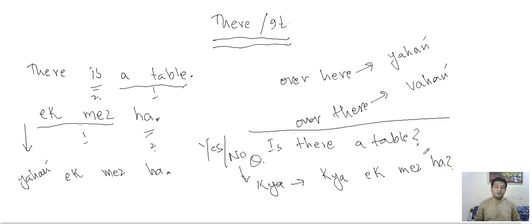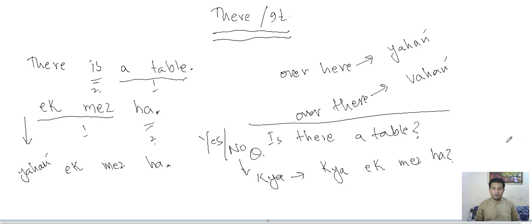If you want to ask, is there a table over here? You can say क्या यहाँ एक मेज है. Is there a table over here? Similarly you can use over there वहाँ, over here यहाँ, and while answering this one you can say yes or no.